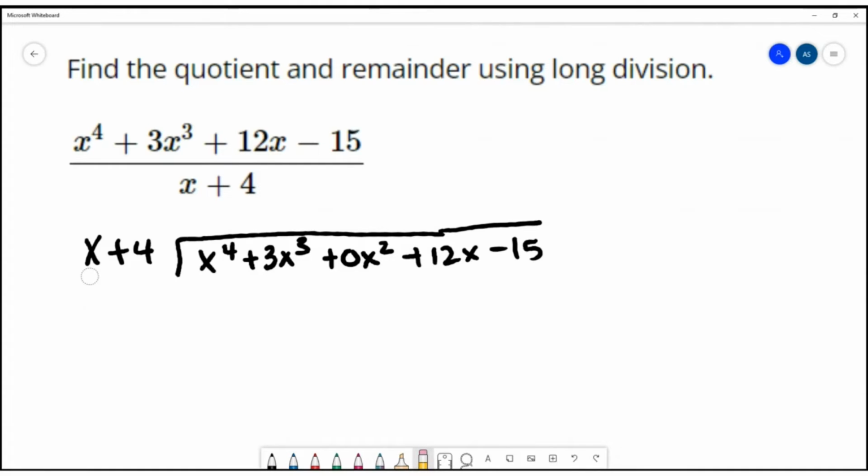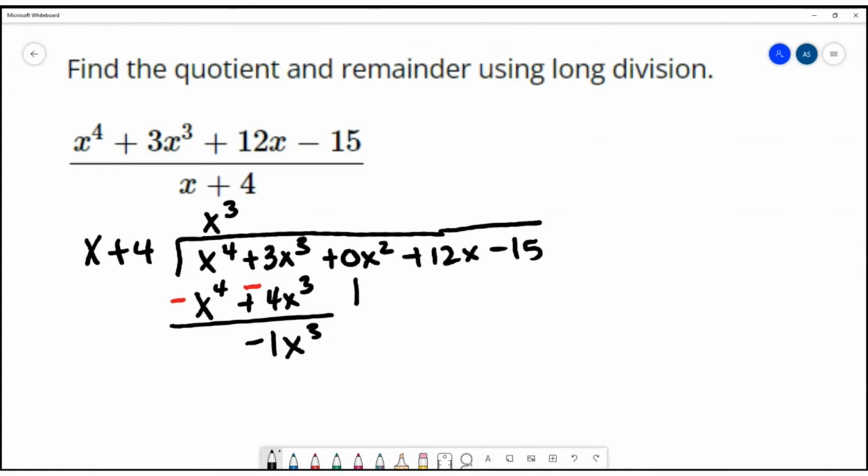So we're going to focus on the first term in each of these. x divides into x to the fourth, x cubed times. x cubed times x is x to the fourth. x cubed times 4 is 4x cubed. Then we're going to subtract. x to the fourth minus x to the fourth is 0. 3x cubed minus 4x cubed, that's a negative 1x cubed. And we'll bring down that next term.